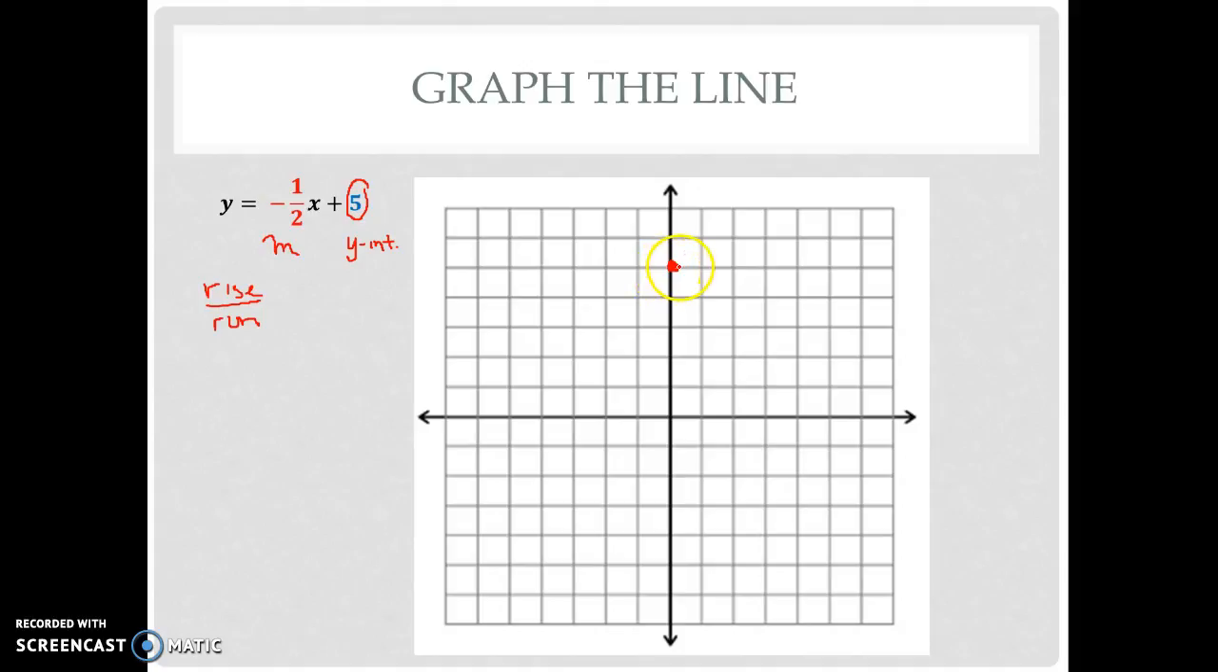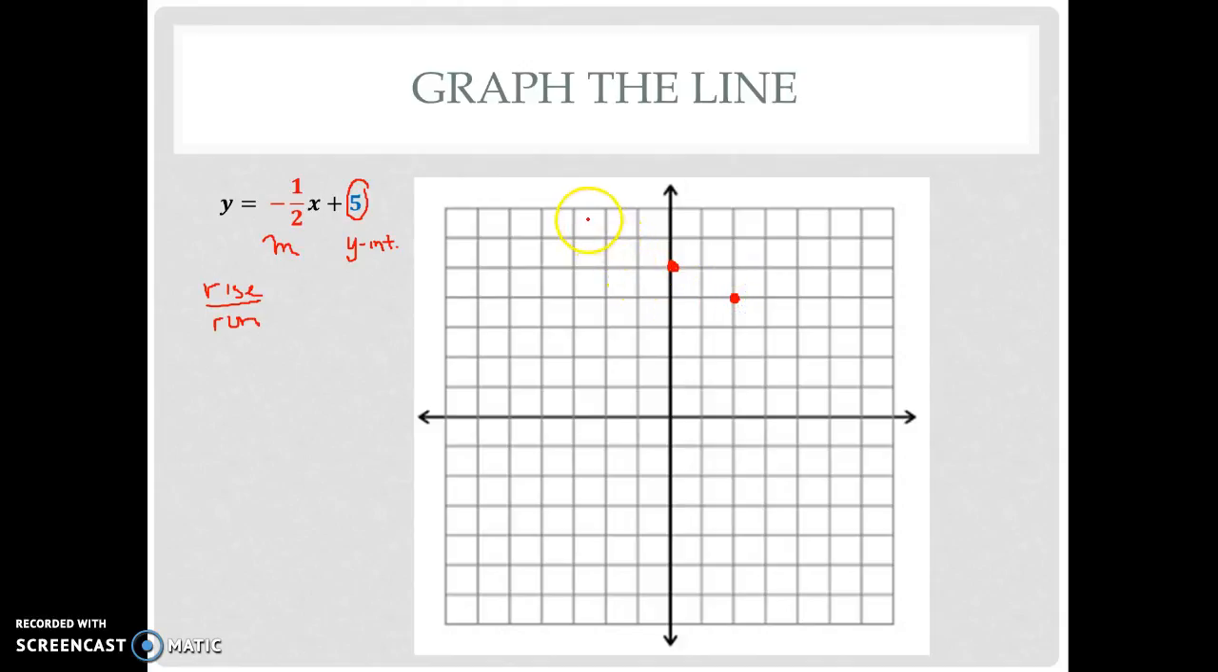From this point, we can find our next point by using our slope. Our slope is rise over run, so it says negative 1 over 2. Instead of rising, we're actually going to fall, because that's what the negative means. The negative means fall 1 and run 2. So that means our second point is going to be right here.